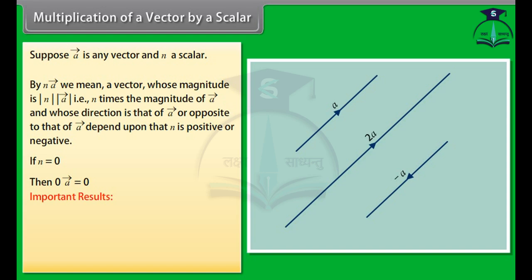Important results. mn times vector A equals m times (n vector A). n times (vector A plus vector B) equals n vector A plus n vector B. (m plus n) times vector A equals m times vector A plus n times vector A.